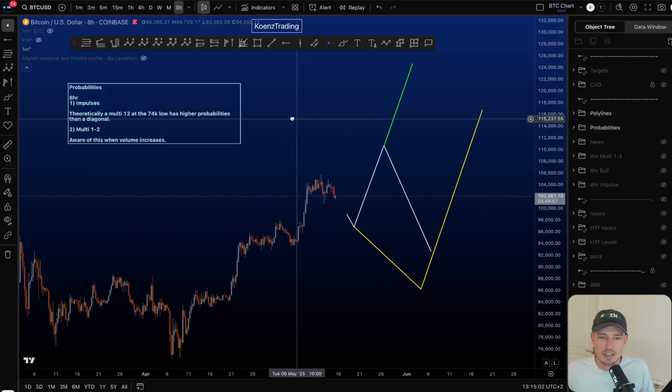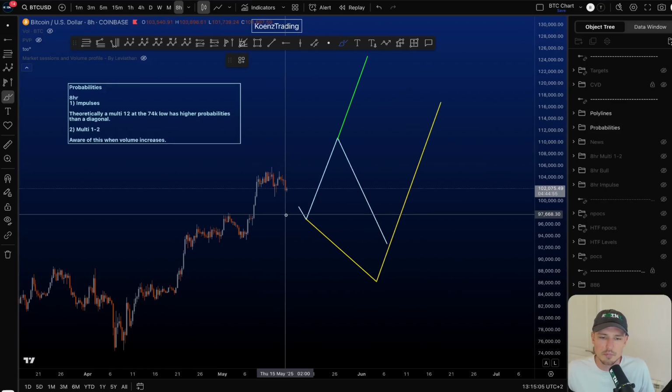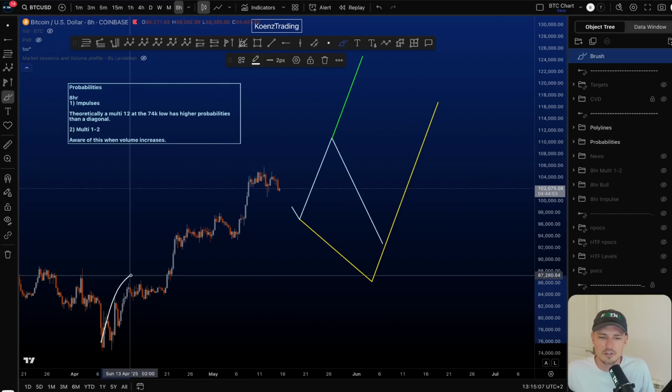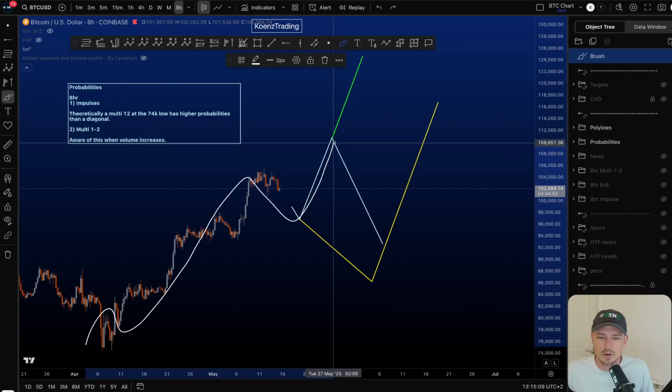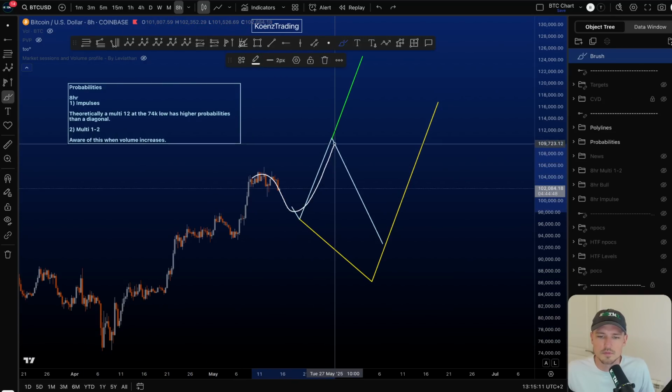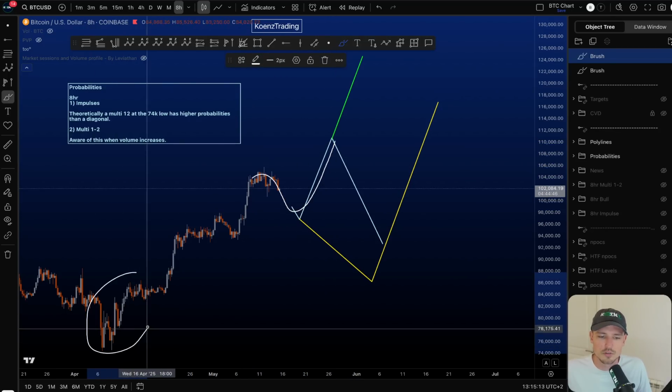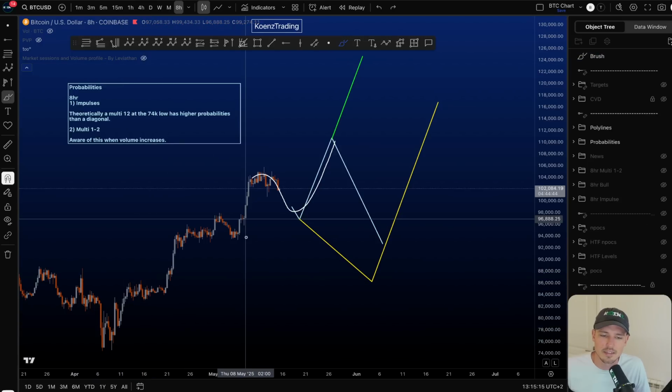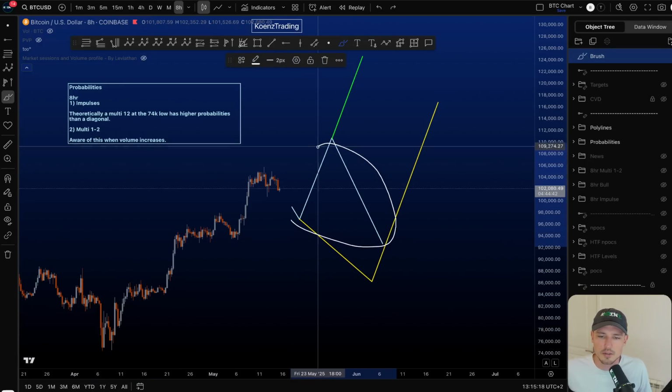And if we then look at the probabilities, then the probabilities at the moment still are a bit higher to count this as a 5-wave structure, still preferably looking for a wave 4 and 5, as a multi-1-2 has higher probabilities than a diagonal, which is represented by the blue polyline.